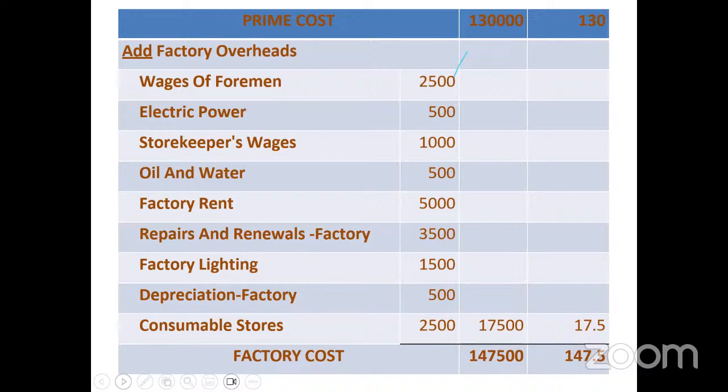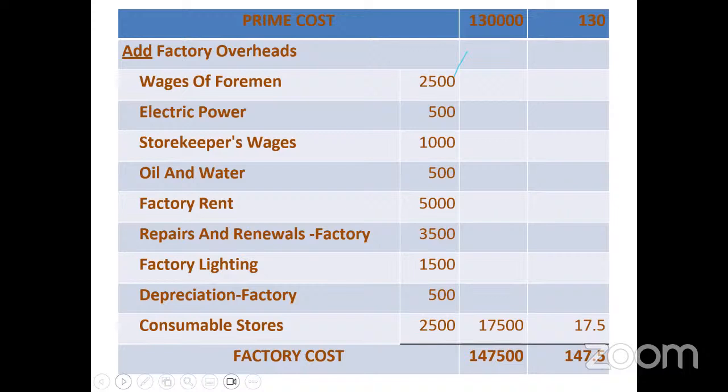If for producing 1,000 units we are incurring 17,500, then what is the per unit cost? 17.5. How did you get it? 17,500 divided by 1,000. Excellent.